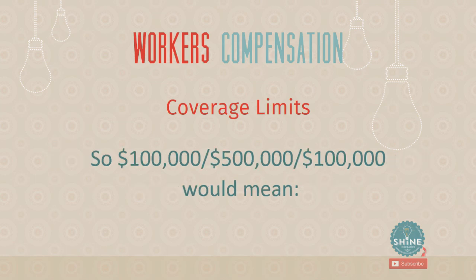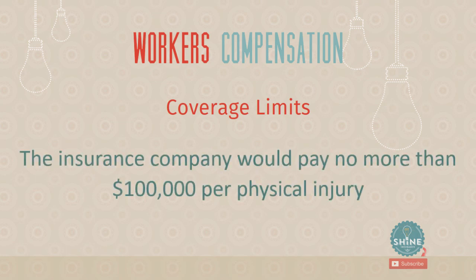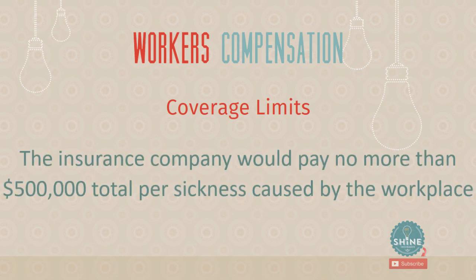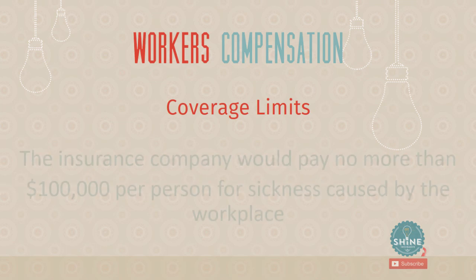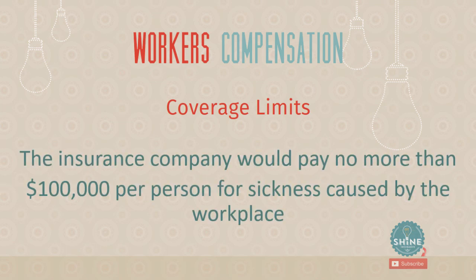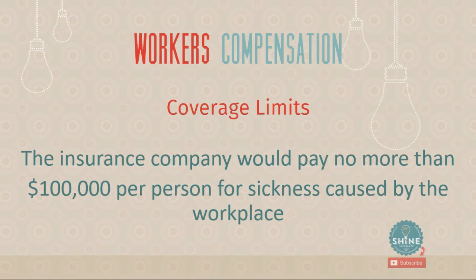So let's look at the example of 100,000, 500,000, 100,000, see what that means. The first number, 100, is what the insurance company would pay per physical injury. They would pay no more than $100,000 per physical injury. Obviously, if it was less than 100, that's what we would pay. But we would pay up to 100,000. They would pay no more than 500,000 total per sickness caused by the workplace, or 100,000 per person for sickness caused by the workplace. So that would be a 100, 500, 100 situation, and that would be the coverage limits that you would have there.